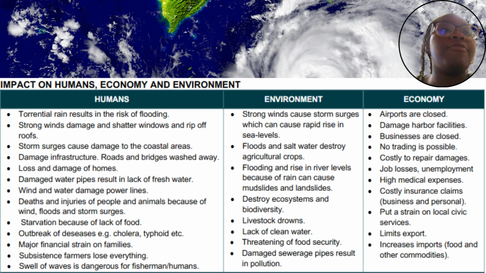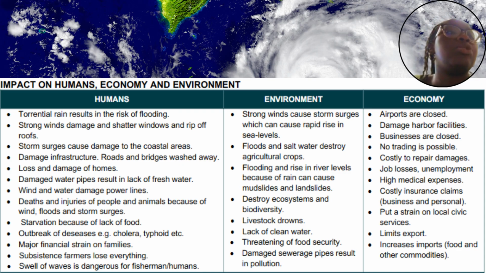In the environment, the strong winds will cause storm surges, which will cause a rapid rise in sea levels. The floods and salt waters destroy agricultural crops. Flooding and rising river levels because of rain can cause mudslides and landslides, which will destroy our ecosystems and biodiversity. The livestock will drown. There's lack of clean water and food security, and sewage pipes are damaged, which will result in pollution. So again, it's not great. And then economy: airports would have to be closed because we can't travel during heavy rain like that.